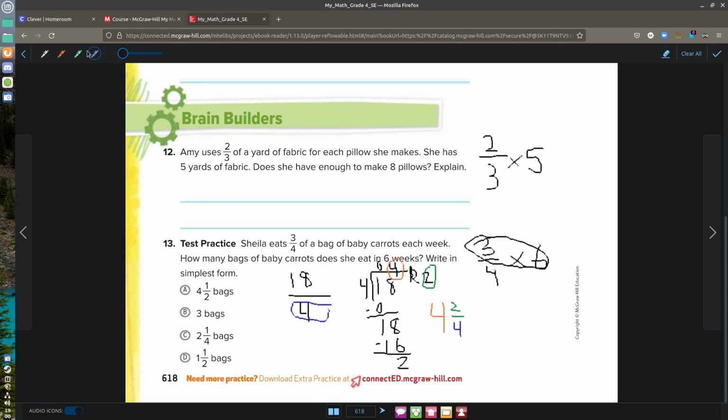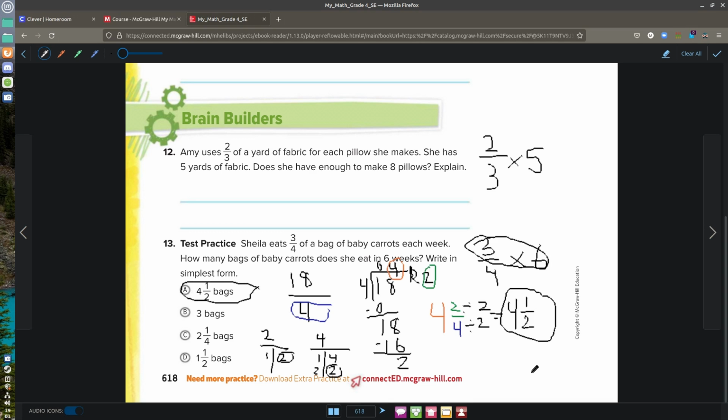And then you see if you can simplify. So 2 is 1 and 2, 4, 1 and 4, 2 and 2. So you can divide by 2. So you divide by 2. Would equal 4 and 1/2. So it'd be A. Okay?